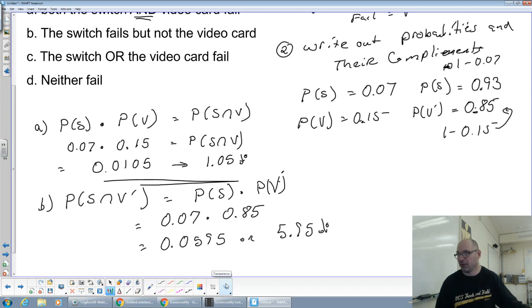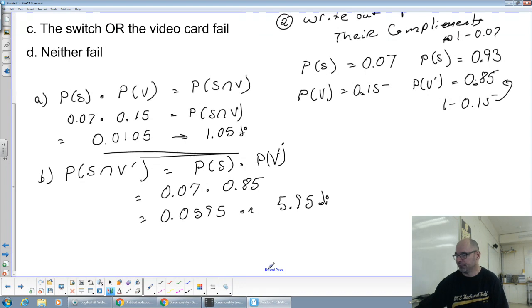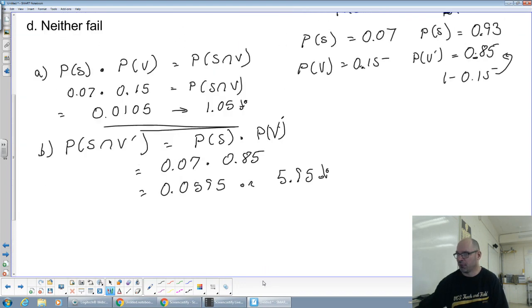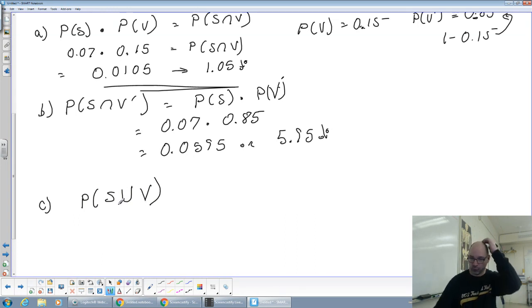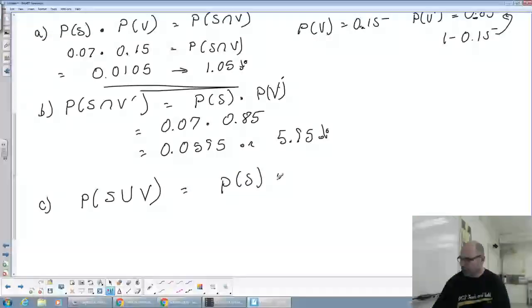Now, the last one, or second last one, pardon me, is an OR question. So we have to use the OR formula. Switch or the video card fail. So in this one, we want the switch or the video card fail. Okay, so we know we got to use the formula. That's the probability of the switch plus the probability of the video card failing minus the overlap that could happen.